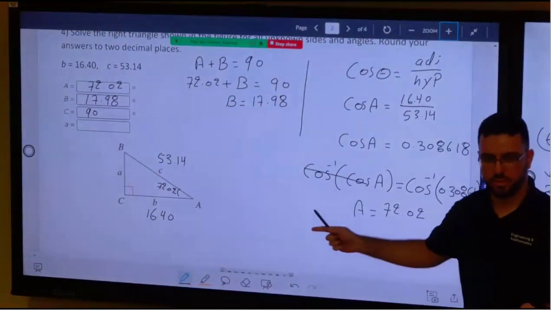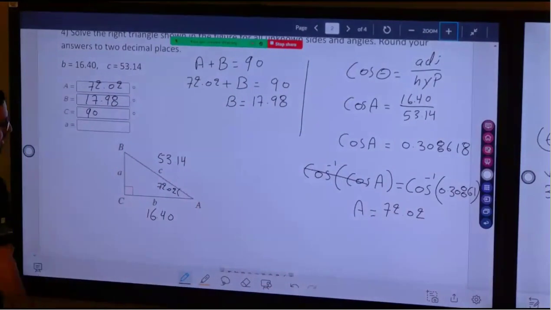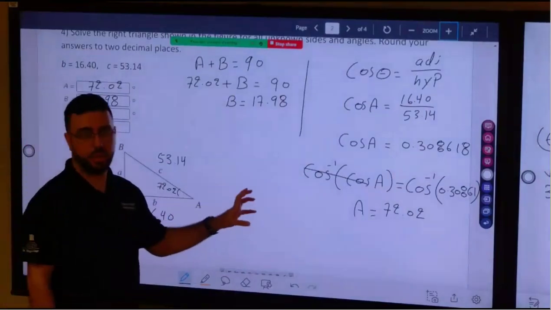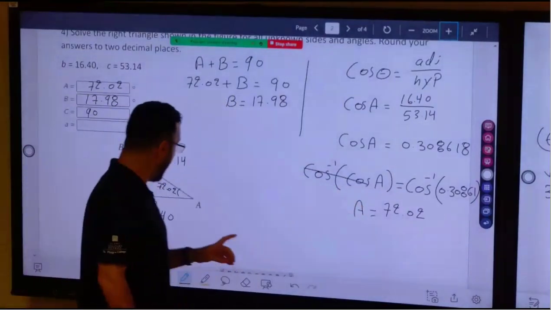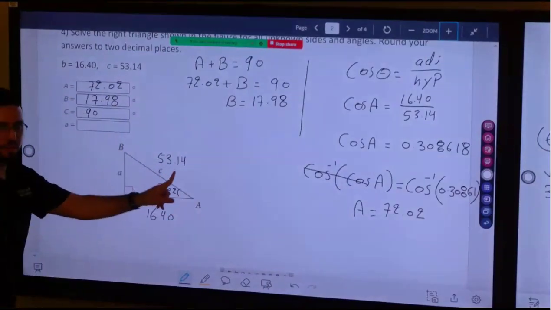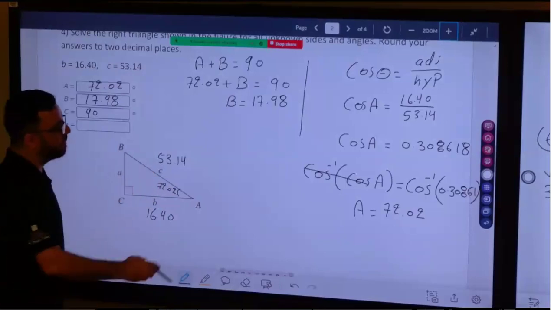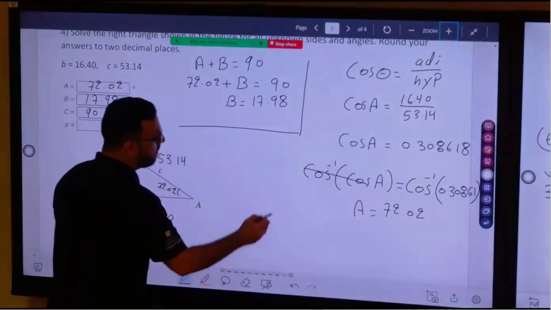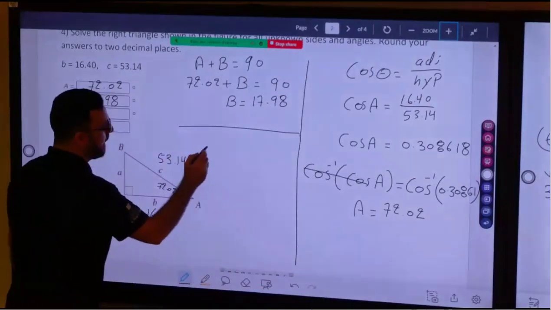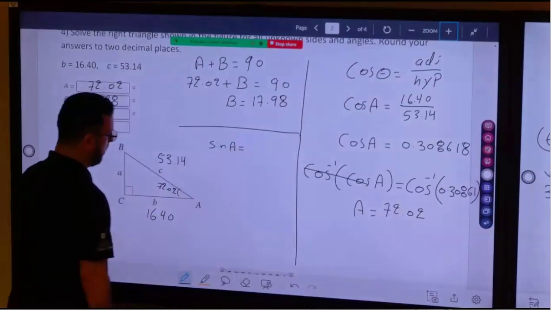What's left here? We need to find the side A. How are we going to find the side A? Pythagorean theorem. We can use the Pythagorean theorem. Now, is there another way? Sine, tangent, cosine. Sine is opposite over hypotenuse. Because we already have the hypotenuse, we can use this one. You can use the Pythagorean theorem, it's going to be right, but I'm going to use sine.